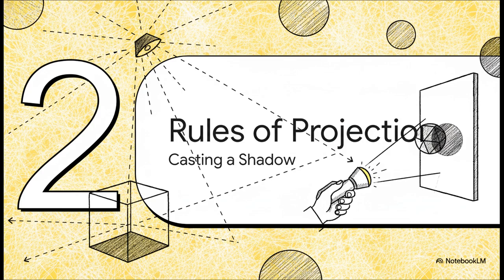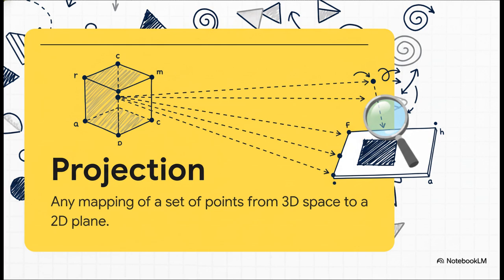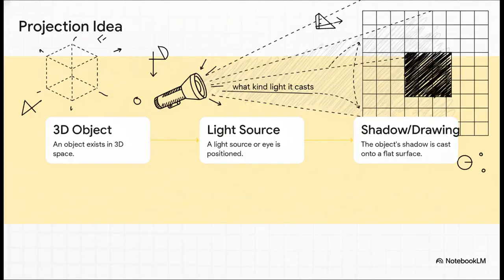Okay, so let's get into the most fundamental concept in this whole language, the idea of projection. Honestly, the absolute easiest way to think about it is to just imagine you're casting a shadow. So in fancy, formal terms, that's what projection is. It's just a method, a kind of recipe for taking every single point of a 3D object and figuring out where its matching spot is on a 2D surface. It really is that simple.